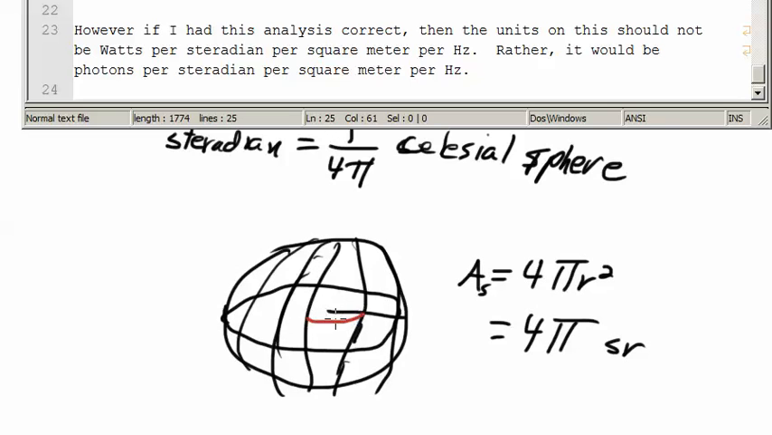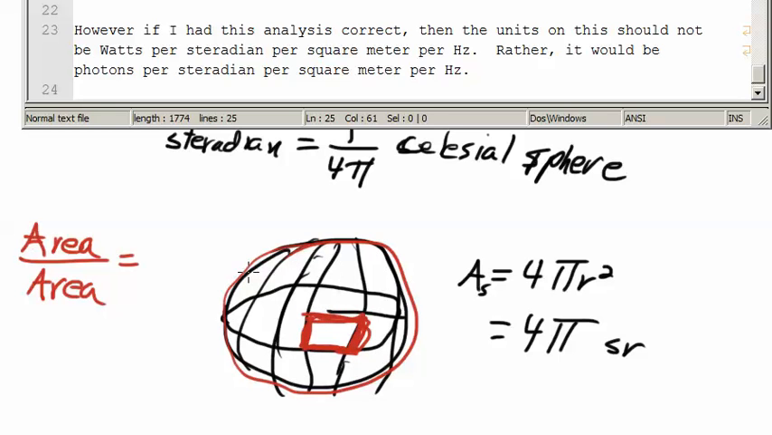So the steradian would be what? The area of that. I think it has units of area over area, but I'm not sure. Area over area. I think it's in terms of this area divided by the surface area of the entire sphere.